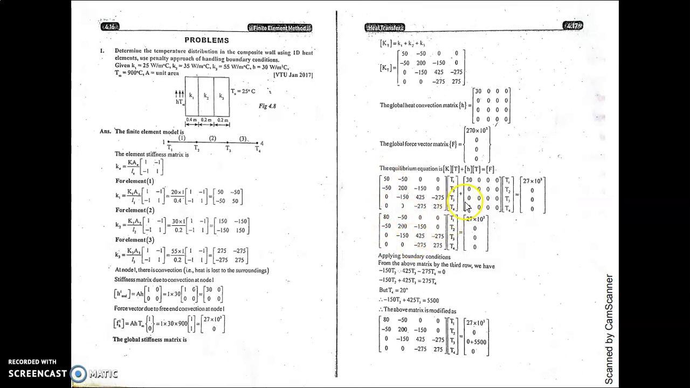And temperature. Don't add temperatures. Okay. No, don't write 2T1, 2T2. It is in a multiplication form. Hence only write T1, T2, T3, T4, and equal to force matrix as it is.